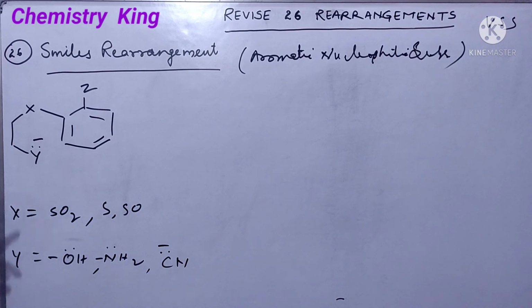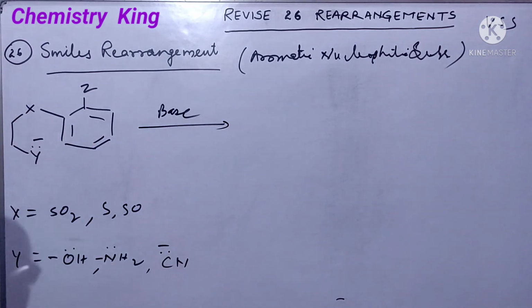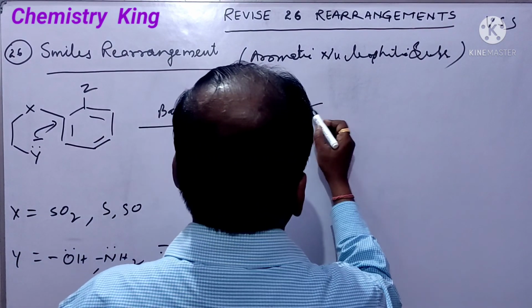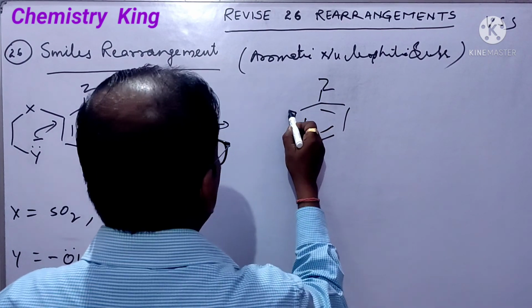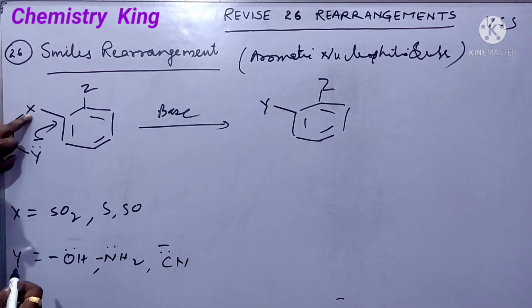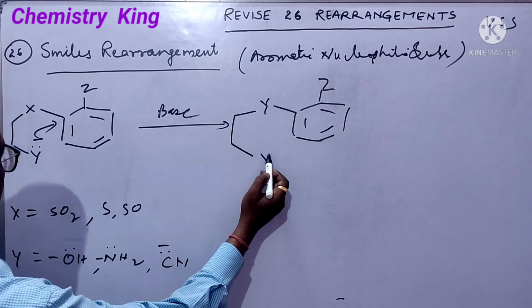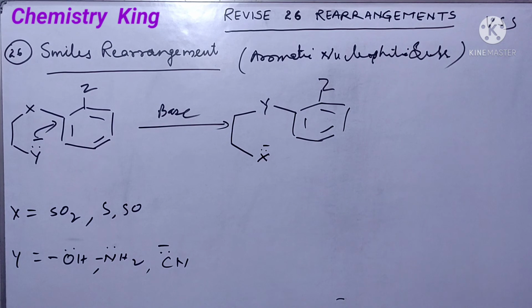Okay, and Z is an electron withdrawing group, and base is here, and it is actually an intramolecular rearrangement. Actually this will attack here, and the product is Z, and here it is X, but here it is Y, and here X. This will be your product in the Smiles rearrangement.